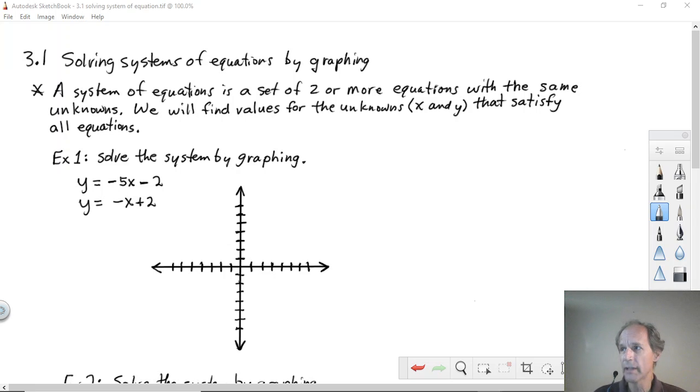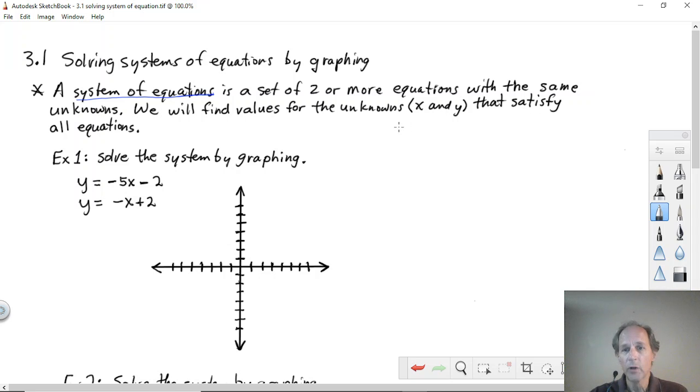Okay, today we're going to look at 3.1, solving systems of equations by graphing. A system of equations is a set of two or more equations with the same unknowns. To solve it, we find values for the unknowns, x and y in this case, that satisfy all equations. You're looking for values that work in all the equations, so that when you plug those in, all the equations are true.